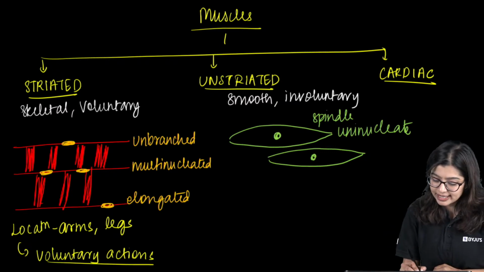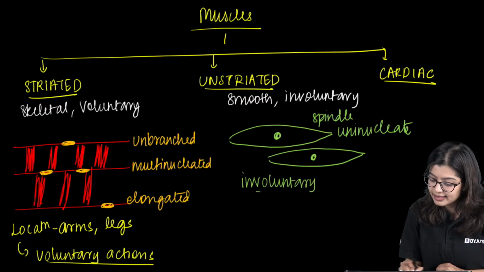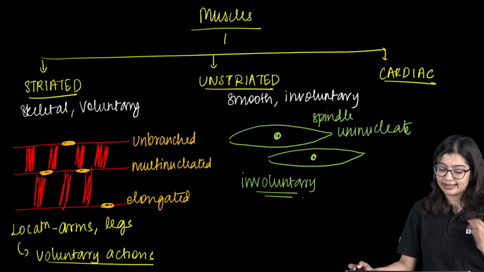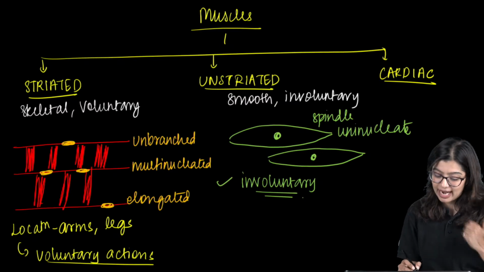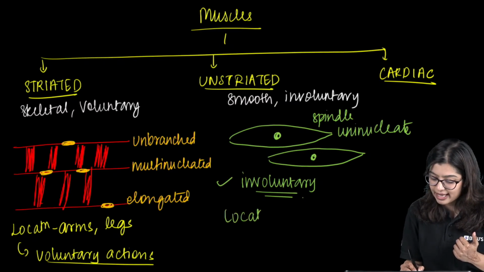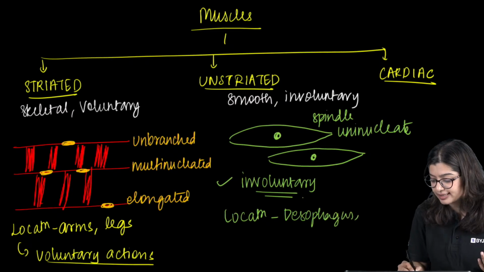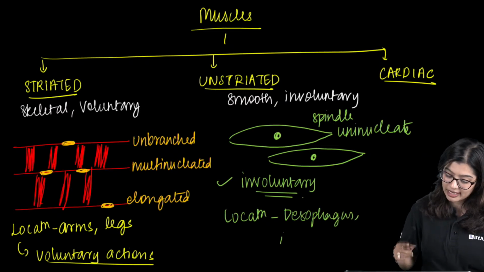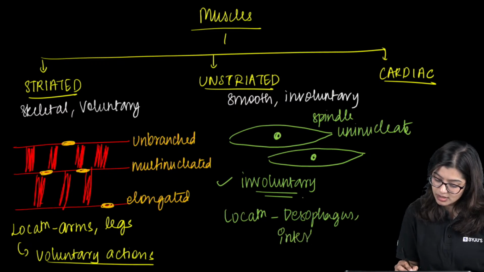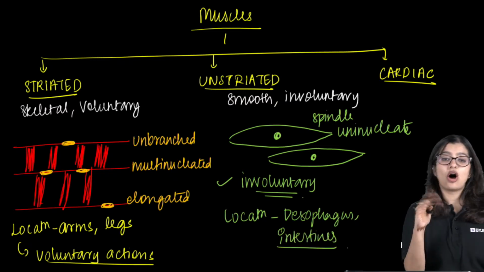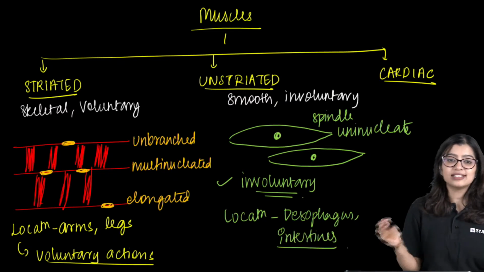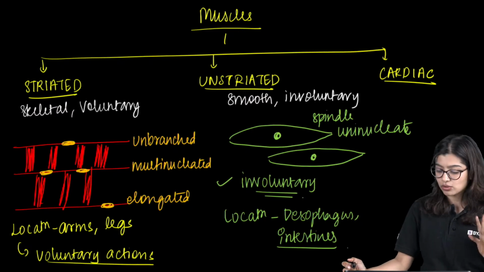Now various involuntary actions are carried out by them. So mainly where do we find them? They make up my esophagus. They make up the intestines, and so on and so forth, right? So that is why we call them visceral muscles also.